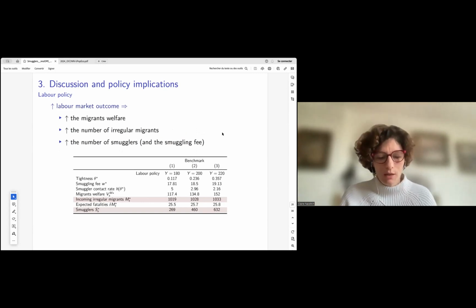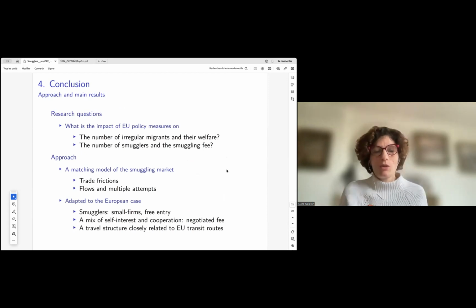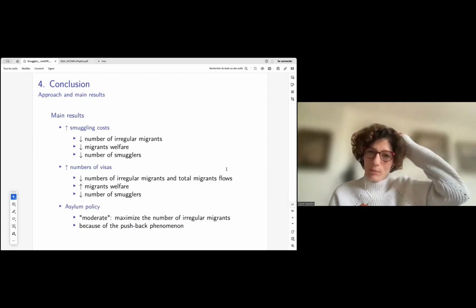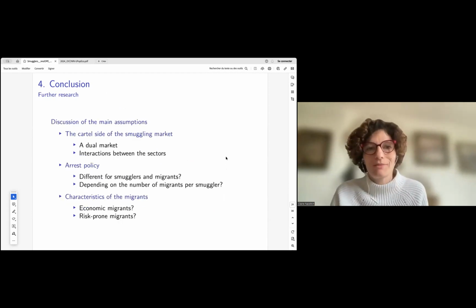And finally, the labor policy. If you increase living conditions in the destination country, you will increase welfare, but you will also increase the number of irregular migrants and smugglers. So I think I presented the main results quite clearly. We used the matching model of the smuggling market, which we adapted to the European case, to see the impact of different European policies tackling the market of smuggling migrants.